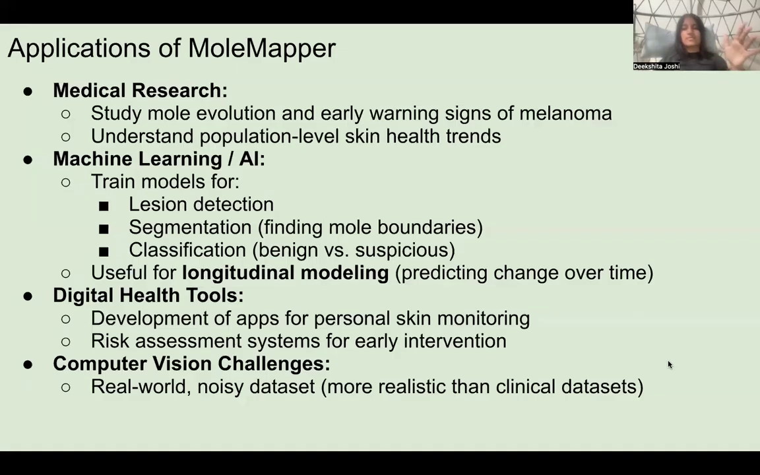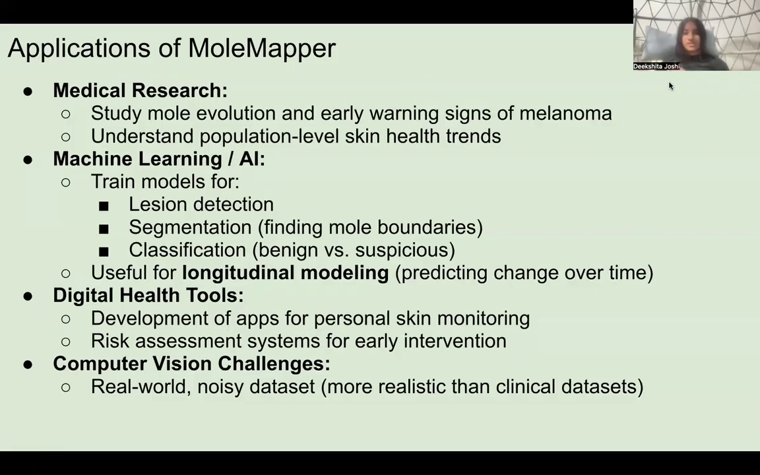Let's talk about where Molemapper can be applied. It can 100% be applied in medical research. All of these datasets that I mentioned, Hampton 1000, Molemapper, and maybe in the future I might mention more, can be used in medical research, the study of mole evolution, and early warning signs of melanoma, because melanoma does appear as a new or growing mole in shape, size, or color. And you can understand population-level skin health trends.